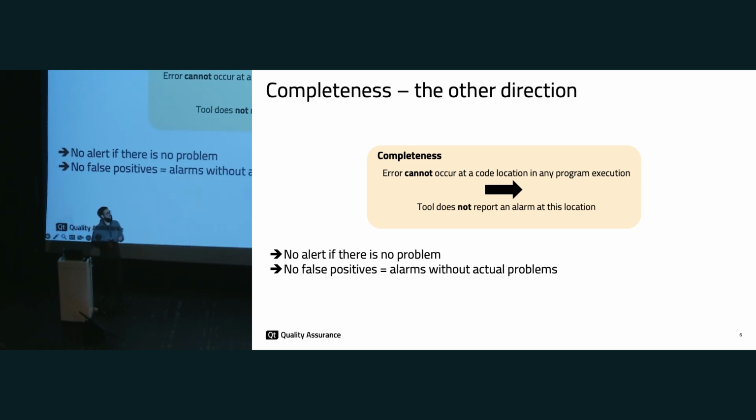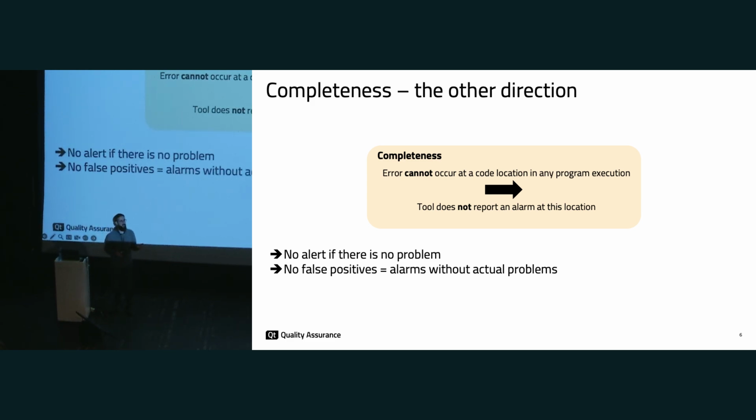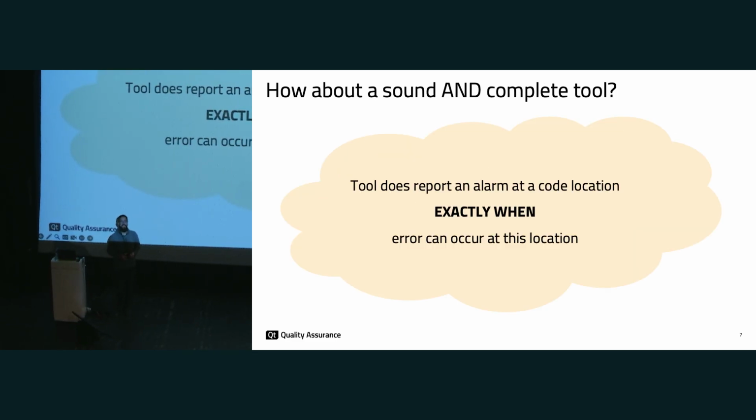And there's completeness. That's basically just the other direction of that implication. An error cannot occur at the source code position implies the tool does not report an alarm at that location. Now you also have an interesting property, and that is you can trust the system that there is no bug where there is no message. And given these two properties, I'm pretty sure you can now imagine what you're all wishing for. You're all wishing for a tool that has both, right?